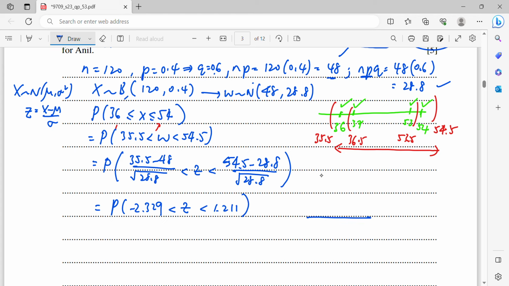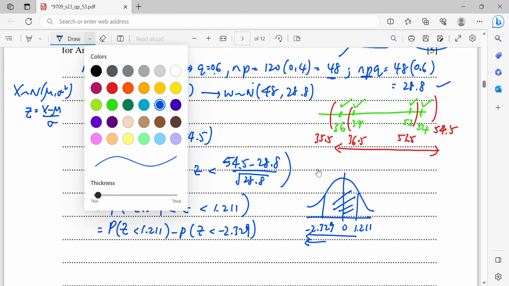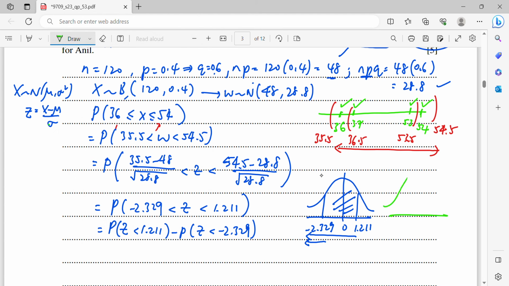Once you get this, sketch a normal graph. One is negative 2.329, another one is positive 1.211. So from here it will be P(Z less than the positive value) minus P(Z less than the negative value). For the negative value, we can't get this from the table. Therefore, you have to sketch another graph for the negative value.